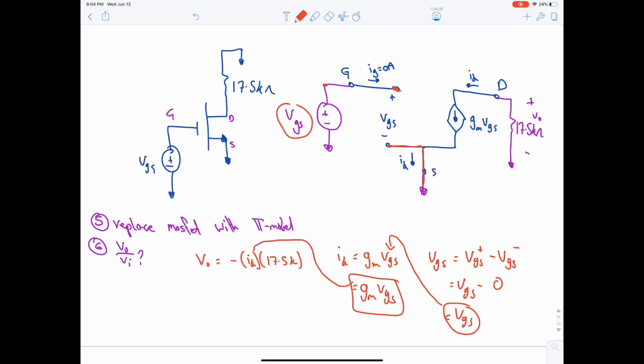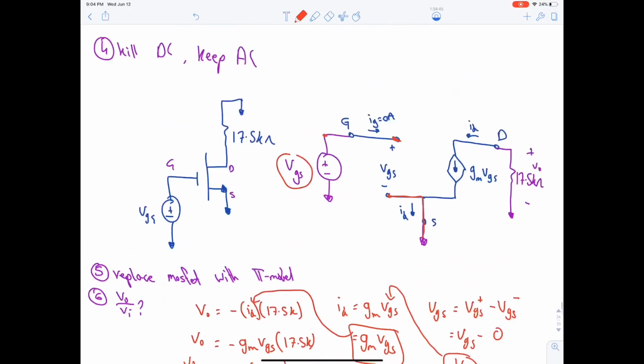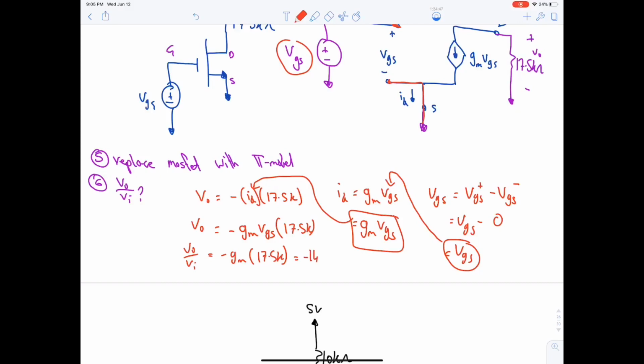Plugging this back in here, this will give us VO divided by V input is minus gm multiplied by 17.5k. gm is 0.8 milli, and this will give us minus 14 volt over volt. Okay, this is the end of this question.